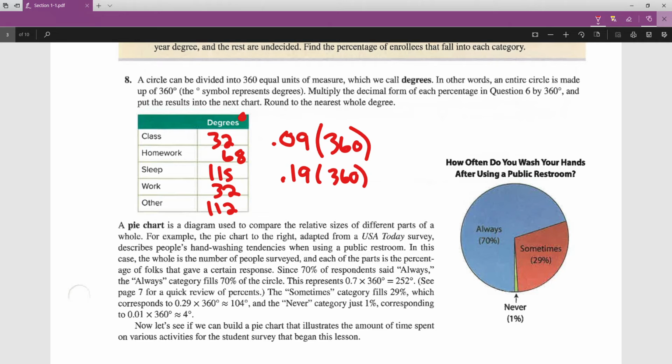Since 70% of the respondents said always, the always category fills 70% of the circle. We do 0.7 times 360, that gives us 252 degrees. The sometimes is 29%, which is 104 degrees. The never is just 1%, which is about 4 degrees. So let's see if we can create a pie chart based on the table we have in number 8 for degrees.